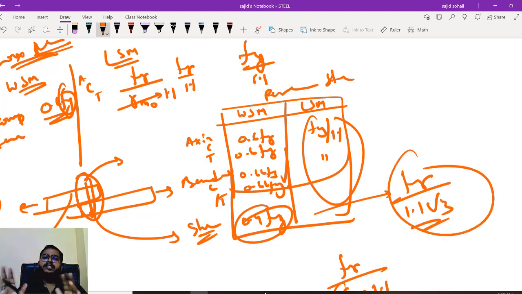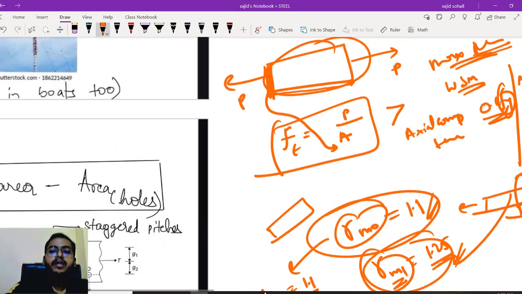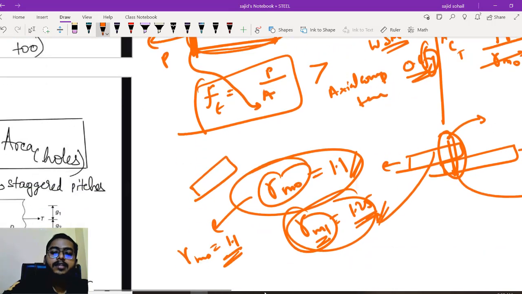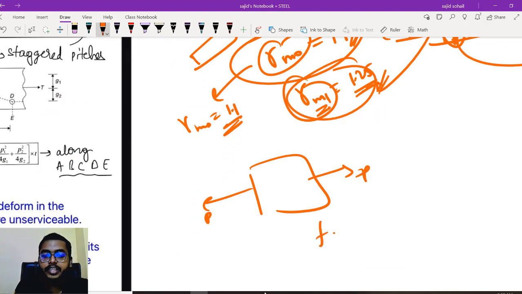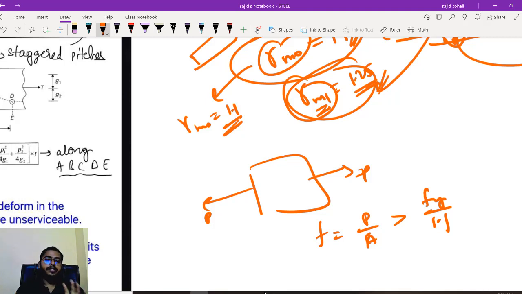These are some of the basic concepts which you should already know. If not, it doesn't matter, look at the notes once. Why was I explaining all this about P by A? Because if a load is acting, then the stress induced in this member is P by A. If this P by A is greater than our Fy by 1.1, then we will consider this structure to fail. Agreed or not? Did you understand? So now use your common sense.